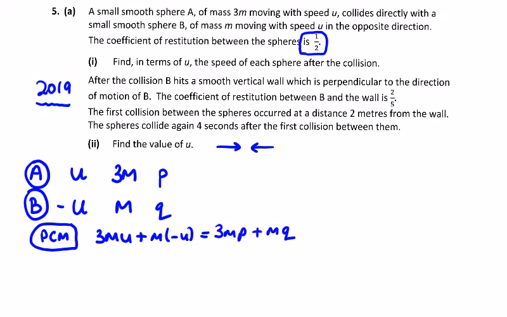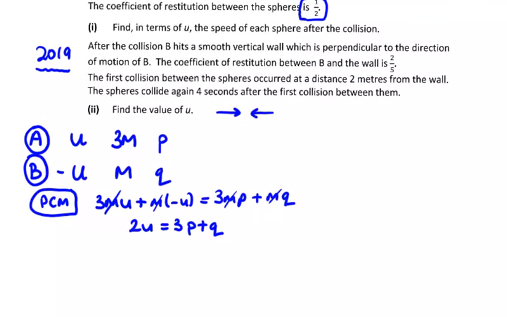So dividing by m and simplifying, we get 3u minus u, 2u, is equal to 3p plus q. Newton's experimental law: v1 minus v2, so p minus q, over u1 minus u2, so that's u minus minus u, or u plus u, is equal to minus e, minus 1 over 2.